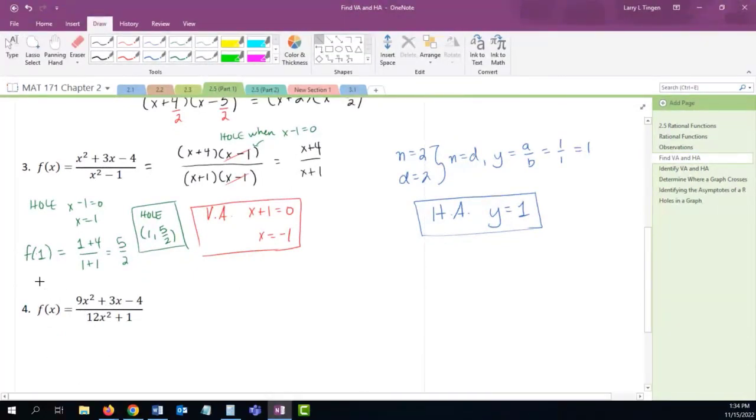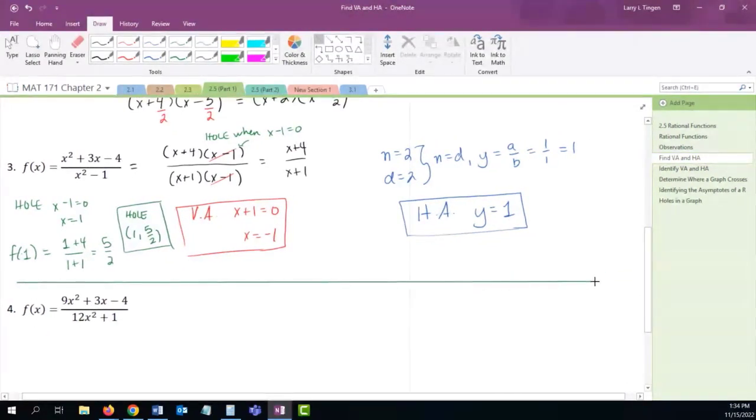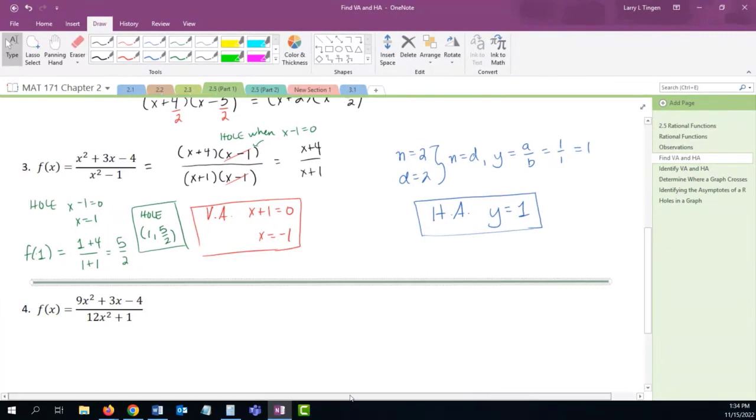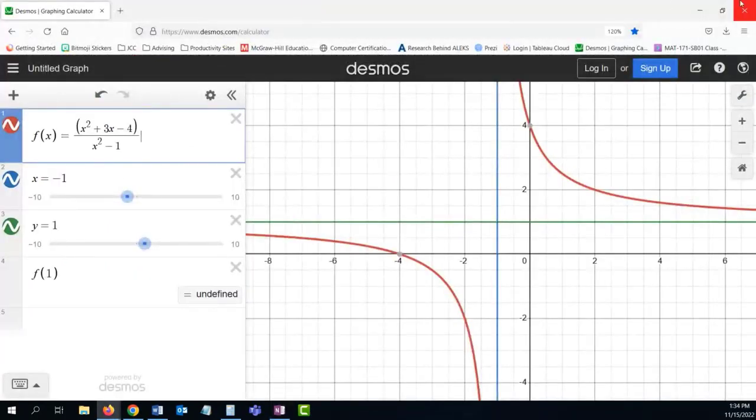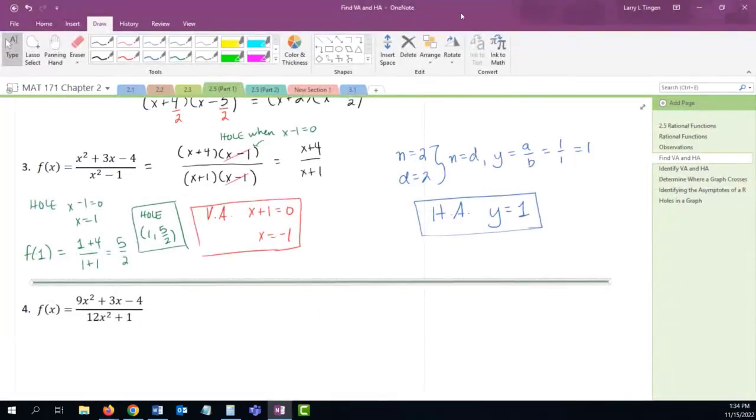Next. What's next? Number 4, or page 4, or excuse me, question 4. What are my vertical and horizontal asymptotes? Well, do I have something that factors here? What makes the denominator 0? All right. And then we'll come up here and deal with this.